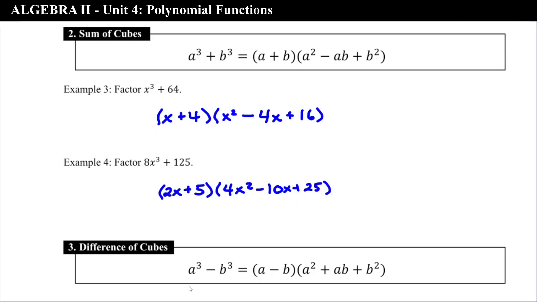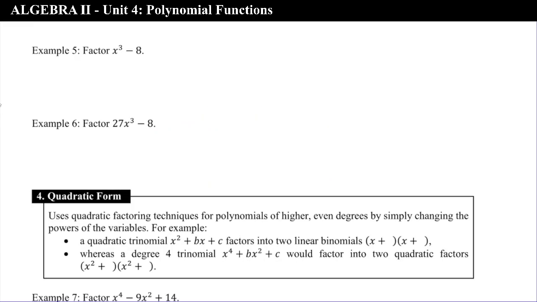Now take a look at the difference of cubes here at the bottom. It's the same format. The only change is, instead of leading with the positive, because now we're not doing the sum, we lead with the negative because we're doing a difference. And then we swap the first sign in our trinomial. So everything's added in the trinomial this time for the difference of cubes. So let's do a couple of examples of the difference of cubes.